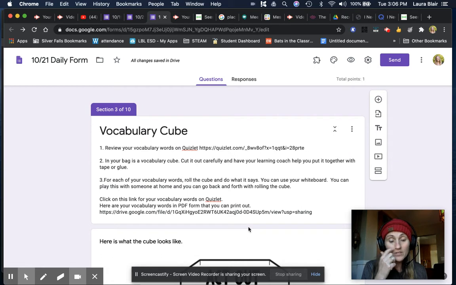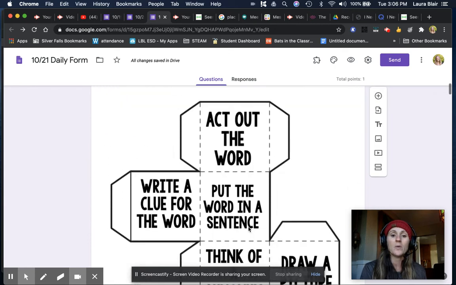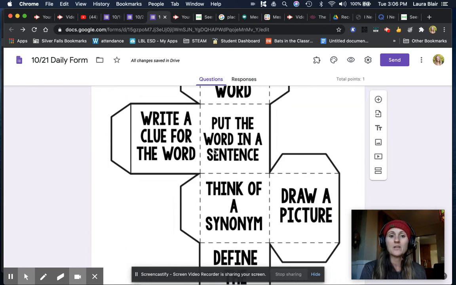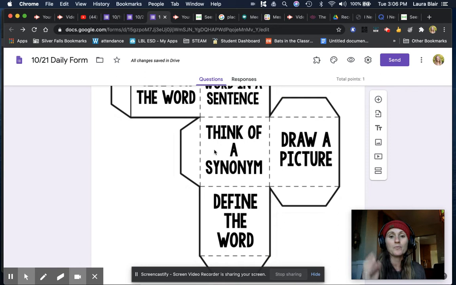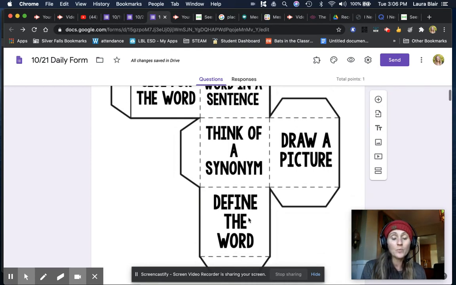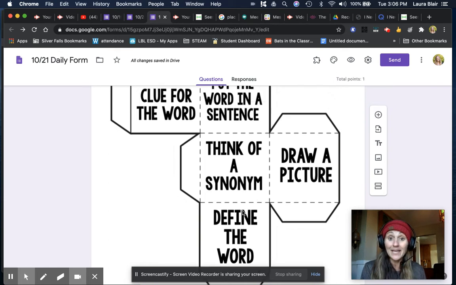And what you're going to do is for each of your vocabulary words, you're going to roll the cube and then you have to do one of the things on here. So you can play with people at home and they'll have to do the things that it says on the cube. So, say, for example, you roll and you think of a synonym. A synonym is a word that means the same thing. Or maybe you get draw a picture or define the word, like what does it mean?